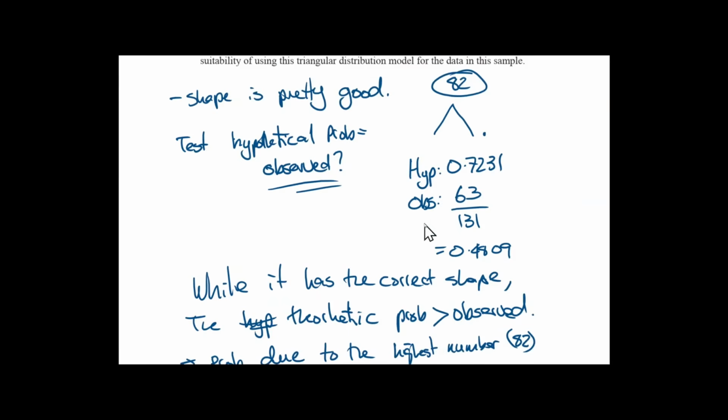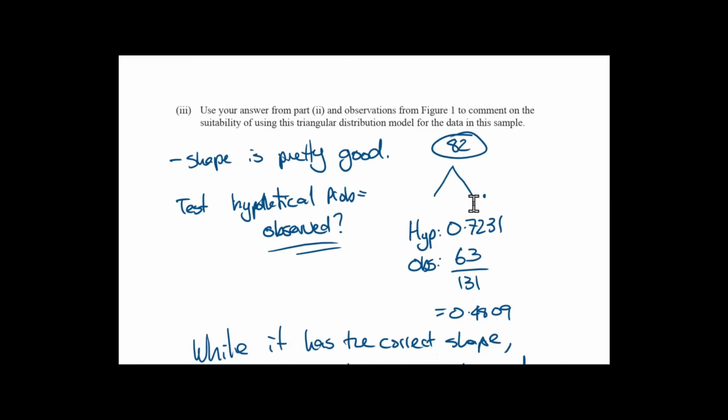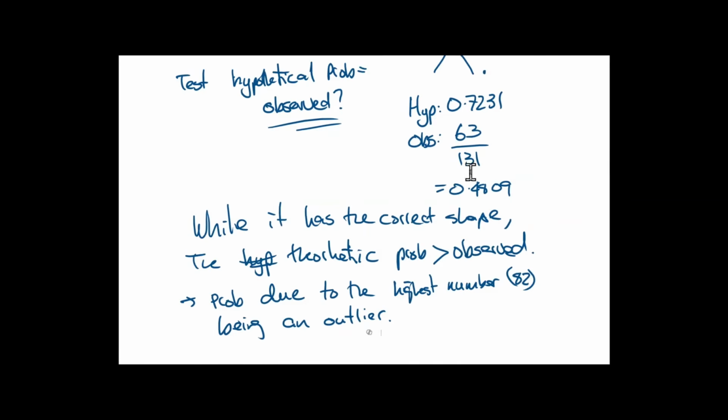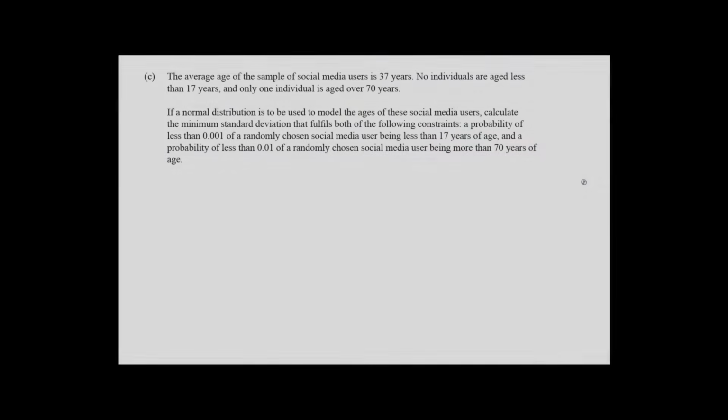A cheap answer would be, just looking at the shape, yeah, it's a pretty good shape. A merit-plus answer would put a bit more into it. Now a merit to excellence question. The average age of the sample of media users is 37.